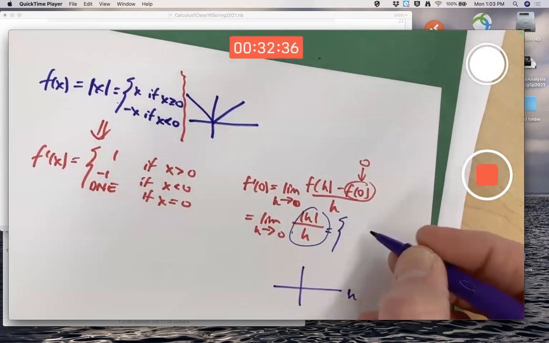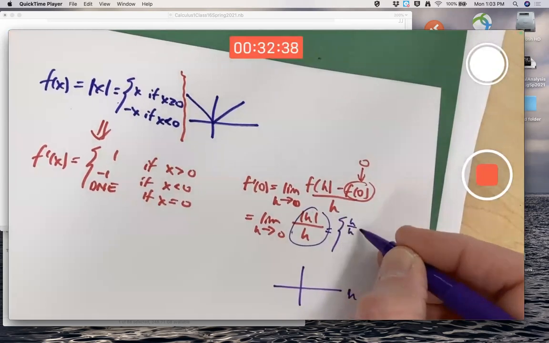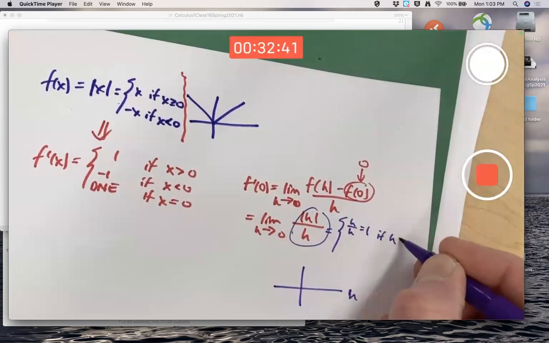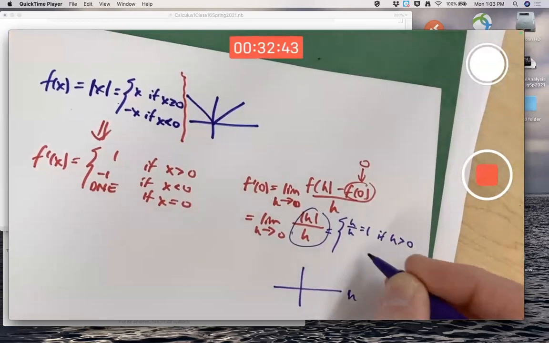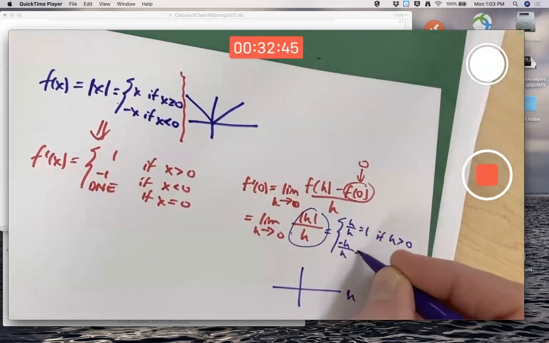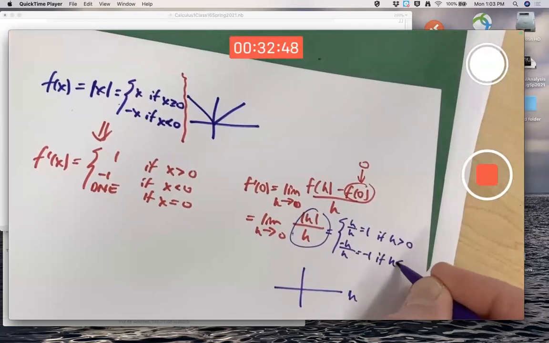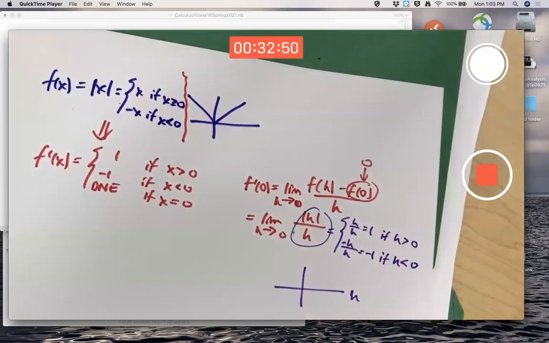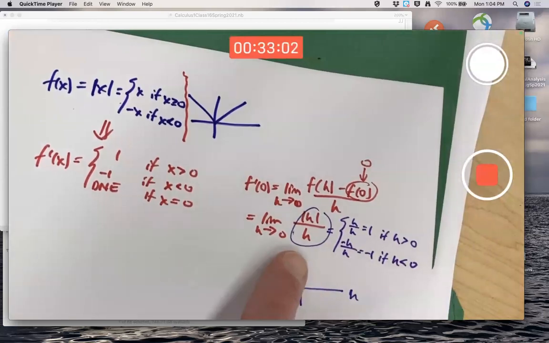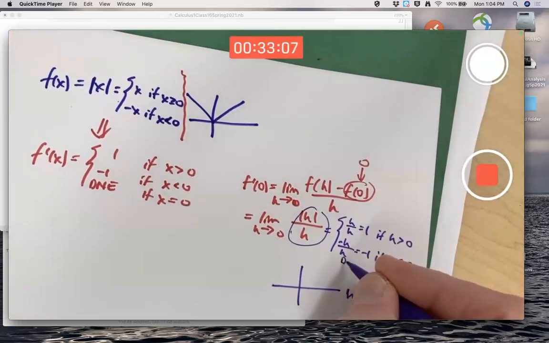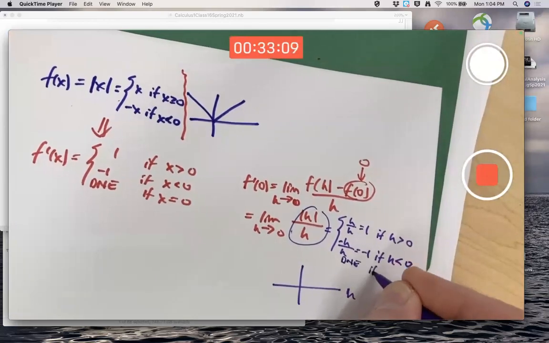This equals h over h, or 1 if h is positive, and equals the opposite of h over h, which is -1 if h is negative. And what does it equal if h equals 0? Trick question. Or you should know. Can you plug in h equals 0 there? No, you can't. It's undefined. Does not exist if h equals 0.